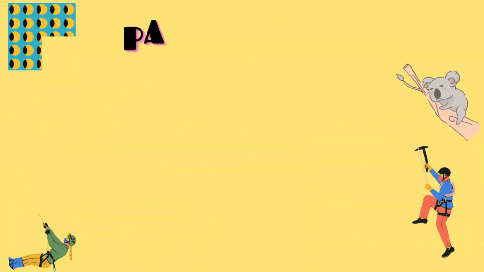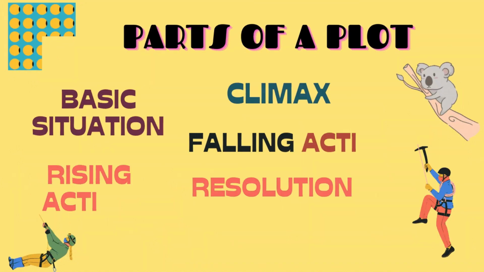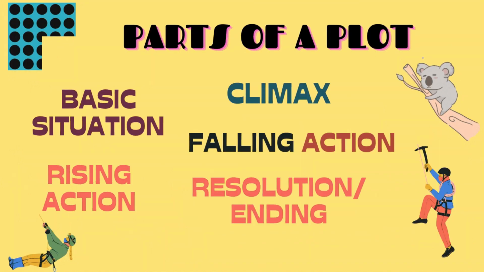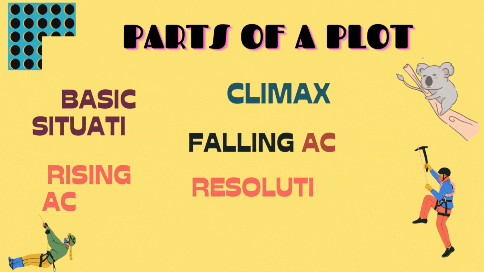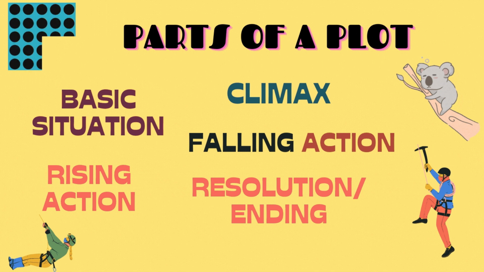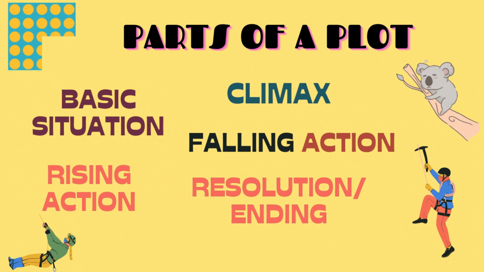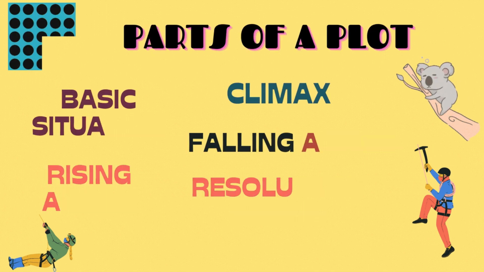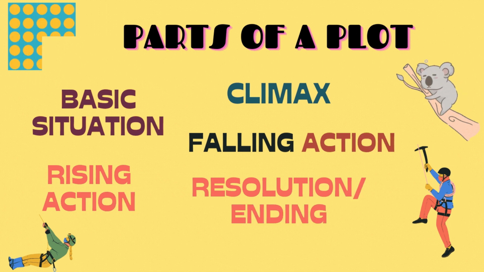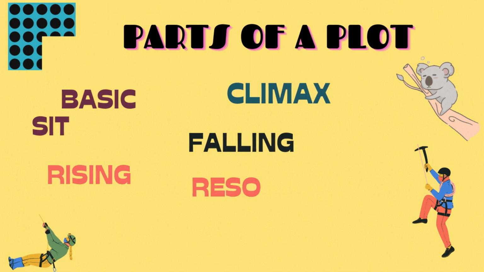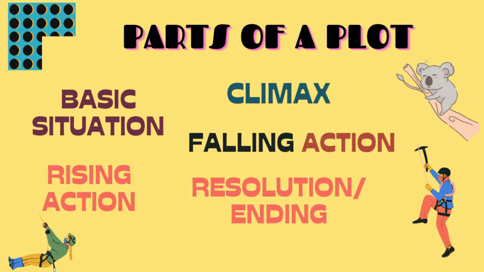Parts of the plot. Basic situation or exposition. Tells the audience who the characters are and introduces the conflict. Rising action. Complications that arise when the characters take steps to resolve their conflicts. Climax. The most exciting or suspenseful moment when something happens to determine the outcome of the conflict.